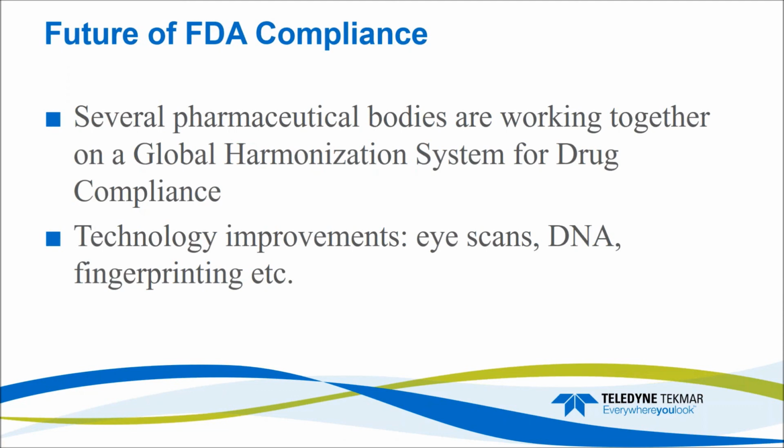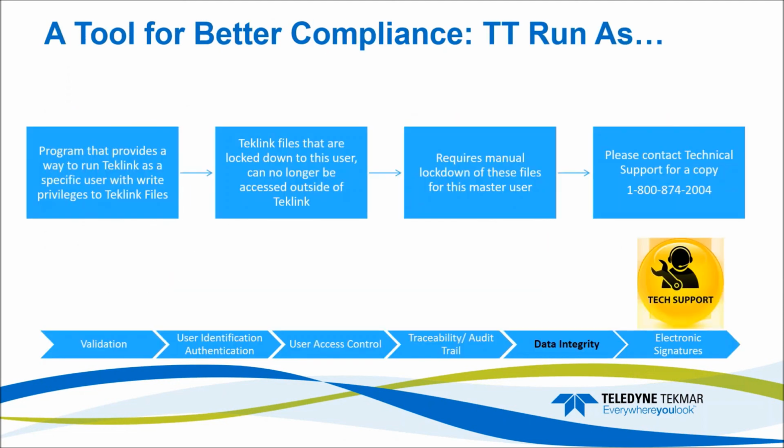Since we have noticed some more interest, we actually added another tool to help you guys out. Again, we're always trying to improve things for our customers. So we created this tool. It's a little software tool called TT Run As, which is Teledyne Tekmar Run As. It's a program that provides a way to run TechLink as a specific user with write privileges to TechLink files. TechLink files that are locked down to the user can no longer be accessed outside of TechLink. Okay? It requires manual lockdown of these files for this master user.